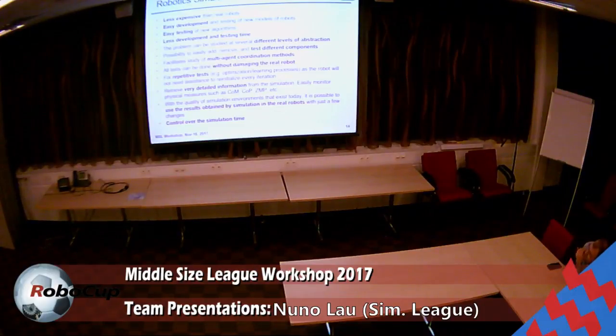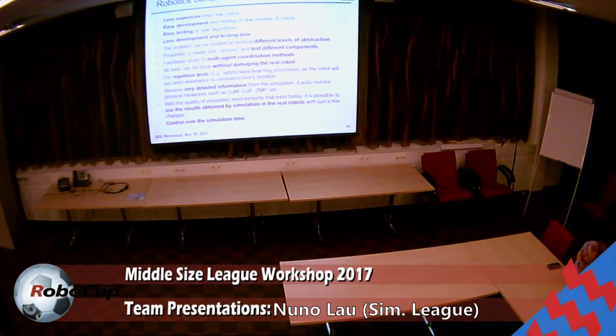All tests can be, of course, performed without damaging the real robots. You can repeat tests very easily, because, for example, to set up the initial conditions, you don't have to do any physical effort. You just have to have a good script and a good framework. You can also have very detailed information that is not available in the real world. For example, one of the problems that we have in the NSCL is to have ground truth information.